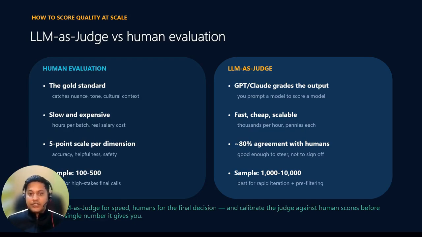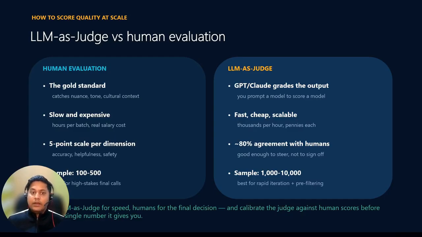Okay, so the answer is both, in a specific order. Use LLMs as judge as your wide net across thousands of outputs during rapid iteration. Then use human evaluation on the sample that actually decides whether you ship. And the one step people skip on the green line is calibrate the judge first. Take 100 outputs, have humans score them, have your LLM judge score the same 100, and compare.